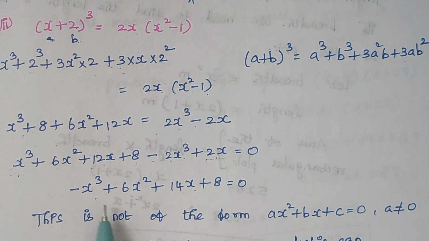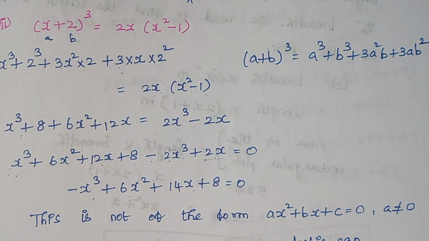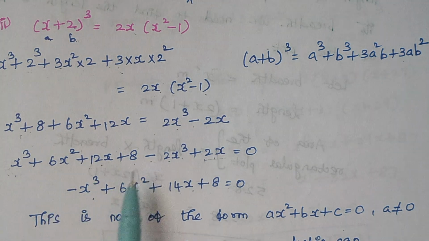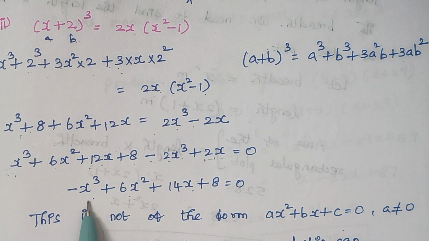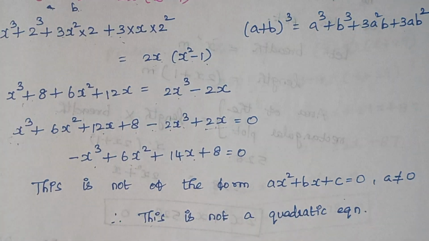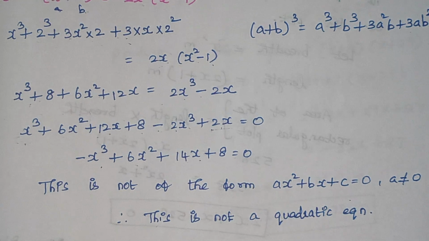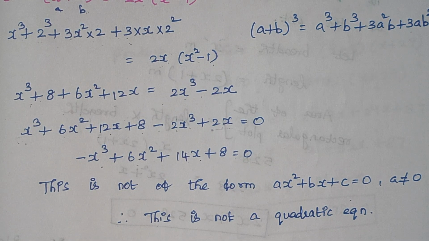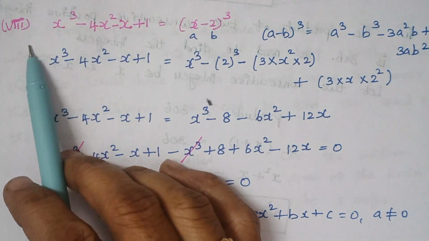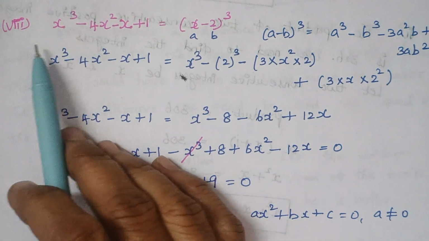So again when you compare this equation with the standard equation, you see here we have only x square, x and a constant. But here in the given equation we have a x cube term. Therefore the given equation is not a quadratic equation. And finally we are doing our last problem here. So here this is our last part of your first question.